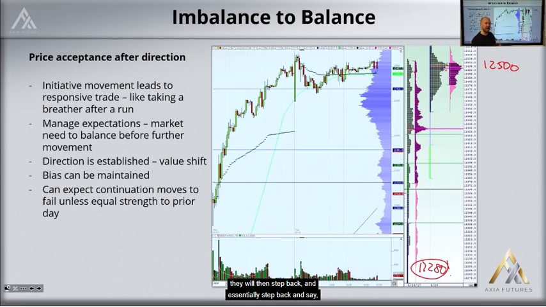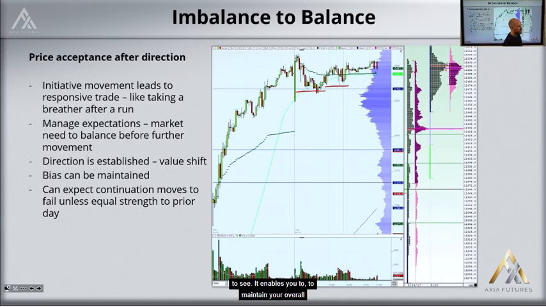They will then step back and say, "Okay, if price drops, if the market starts to fall, we'll buy it. We'll pick it up on a drop." So they become responsive, which is why you then start getting the trade down here, the market pulls back and then starts to accept trade at these prices. So that's what's happening there, and that's quite a typical thing to see.